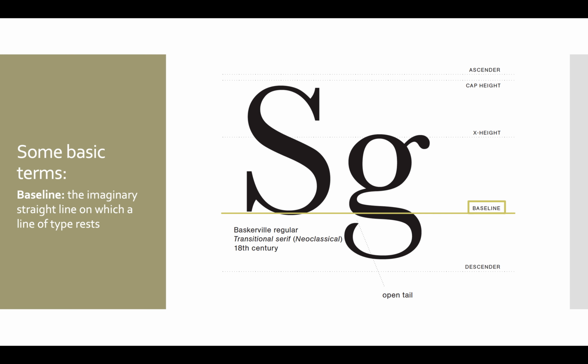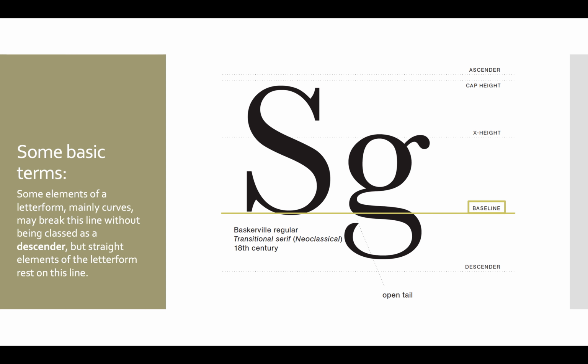So as you can see here with, say, the S, you might get a little bit that goes under the baseline that isn't going to be considered a descender. Descenders are things that go below the baseline. So if there's a curve, it's basically where the type actually sits if you draw that imaginary line. So as you can see here on that S, some bits go below.